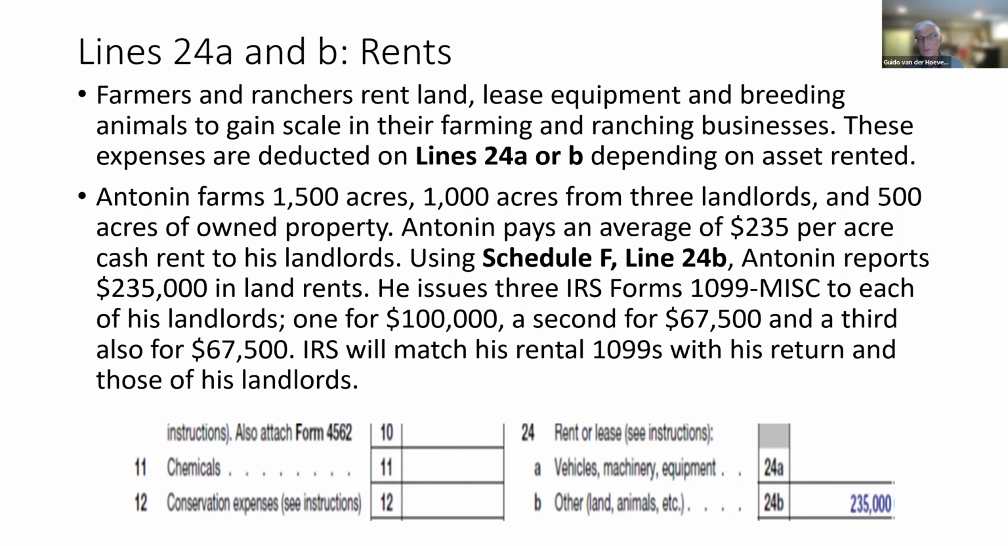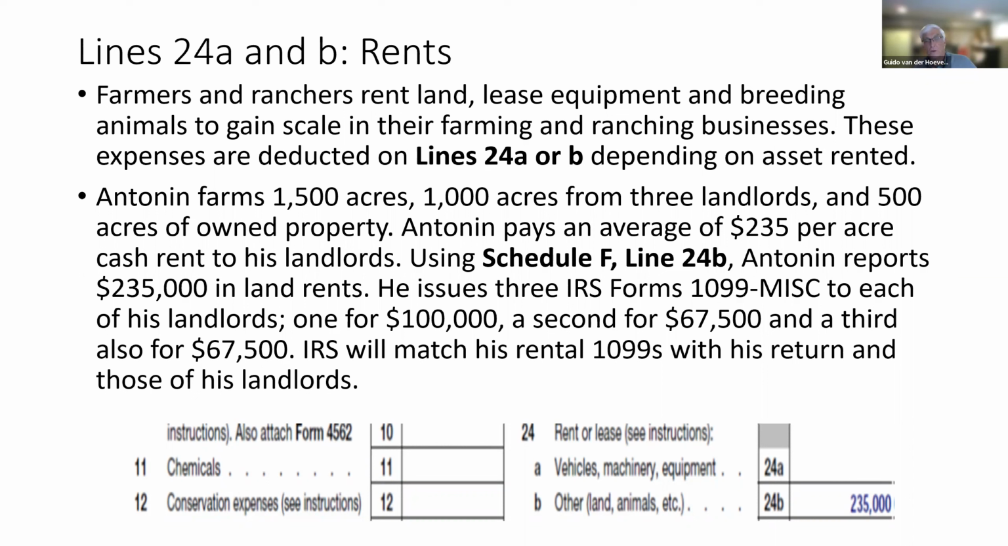Now he pays an average of $235 an acre of cash rent. This would probably be somewhere in Iowa or Illinois, for example. At that price, he reports $235,000 in land rents.